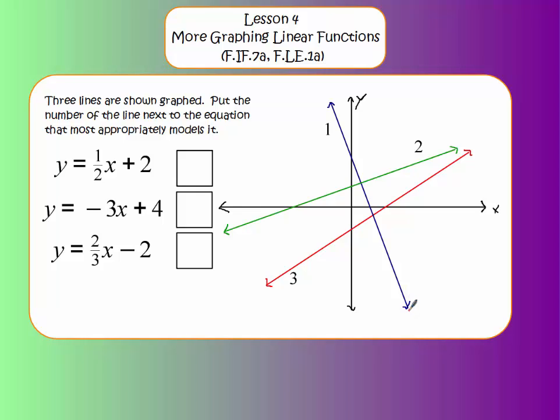That means it's going to have a negative slope, and you might remember that from the scatter plot stuff with a negative correlation. As it goes from left to right, it goes down. That's going to give us a negative slope.